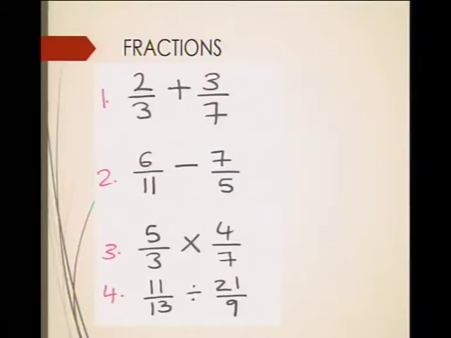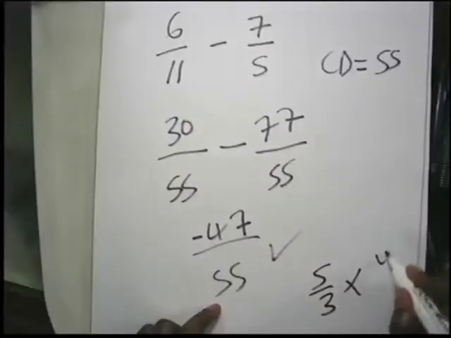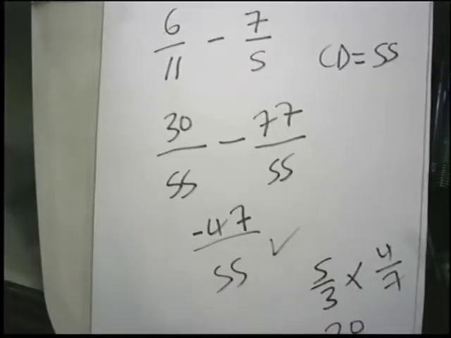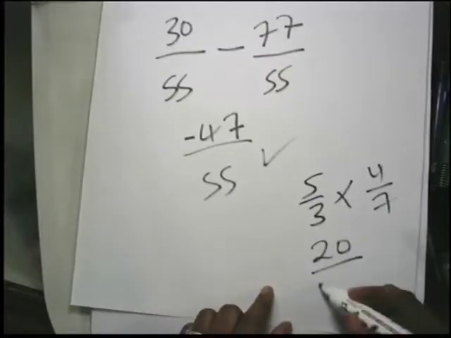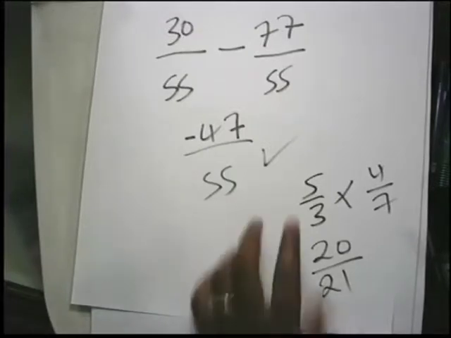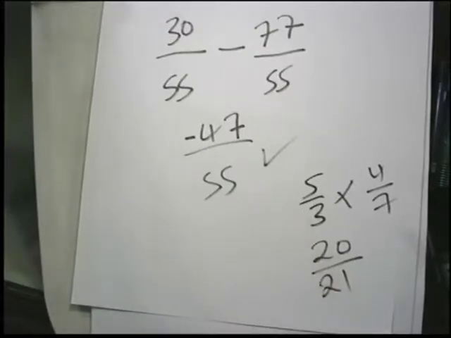Multiplication is one of the easiest. The denominators don't need to be the same. You just multiply the numerator with the numerator and the denominator with the denominator. Now we have 5 over 3 multiplied by 4 over 7. 5 multiplied by 4 is 20, and then 3 multiplied by 7 will give us 21. That is the easiest one. You don't need to make the denominators the same. Just multiply the top number with the top number, the denominator with the denominator, and you are done.